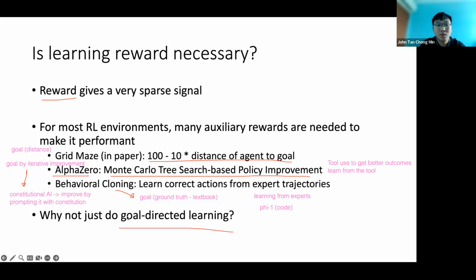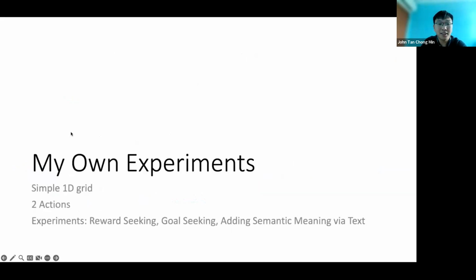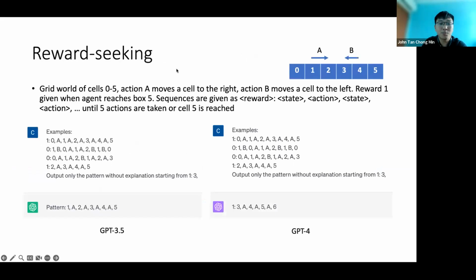All right. So why are we so hung up with rewards and reinforcement learning? Because it may not be the best signal. So let me just show you some experiments of what I did. Instead of doing a 2D grid world, for simplicity, I'm just doing a 1D grid world. We have boxes 0, 1, 2, 3, 4, and 5. We have two actions. A is moving one step to the right, and B is moving one step to the left. And what we want to do is reach cell 5 for reward 1.